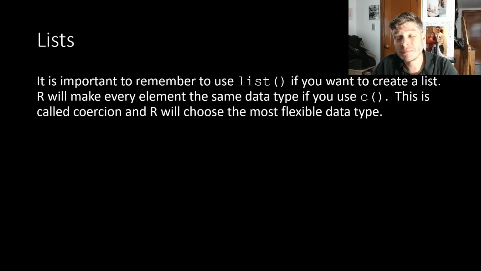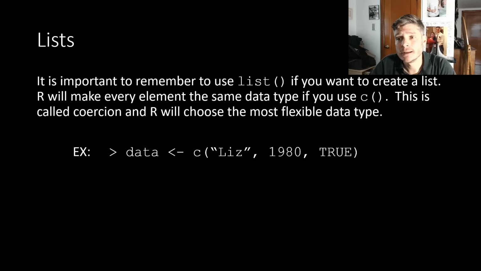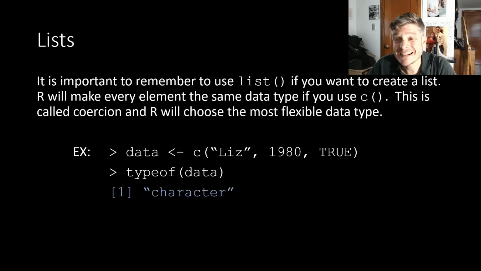Now, it's important to remember to use list if you want to create a list, or c and then the parentheses if you want to create a vector. If you accidentally use the vector function to create a list, R is going to use what's called coercion, and it's going to choose the most flexible data type to store everything. So if we take that last list, Liz, 1980, and true, and I accidentally store it as a vector, using c parentheses, and I run type of, it's going to tell me that it's a character.